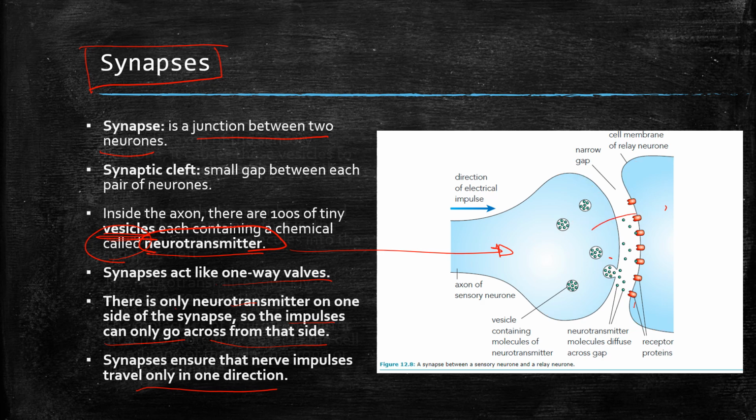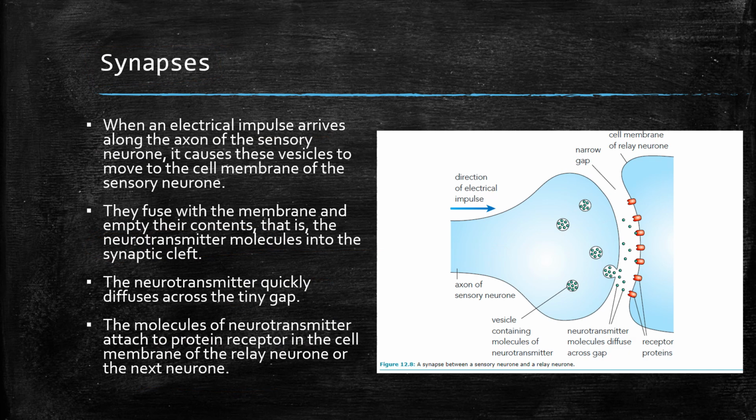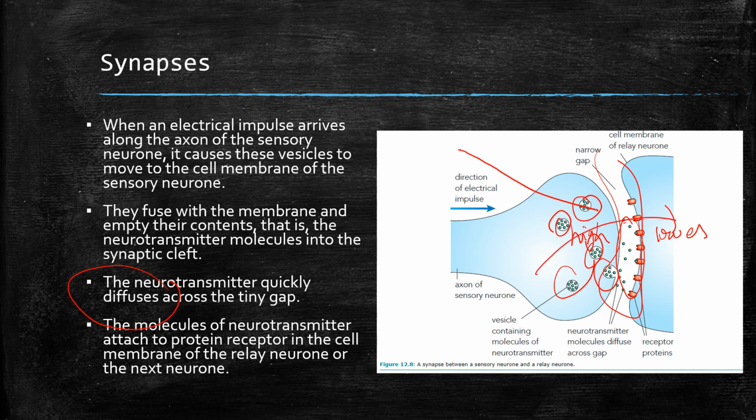When an electrical impulse arrives along the axon of the sensory neuron, it causes these vesicles to move to the cell membrane of the sensory neuron. They fuse with the membrane and empty their contents, that is the neurotransmitter molecules, into the synaptic cleft. The neurotransmitters quickly diffuse across the gap. Why do they diffuse? They have a higher concentration here and a lower concentration here. As you can see, higher concentration, and very few of them over here. That's why, due to the concentration gradient, they go down the concentration gradient and diffuse across, right?